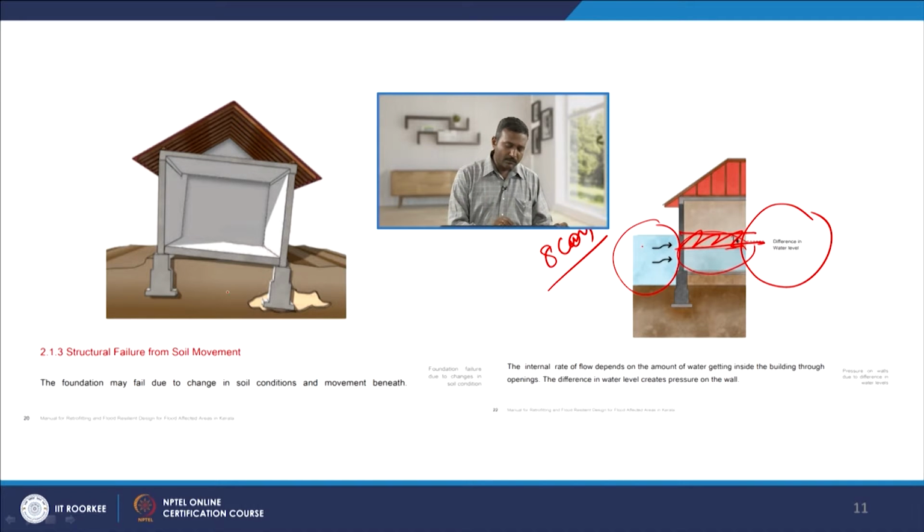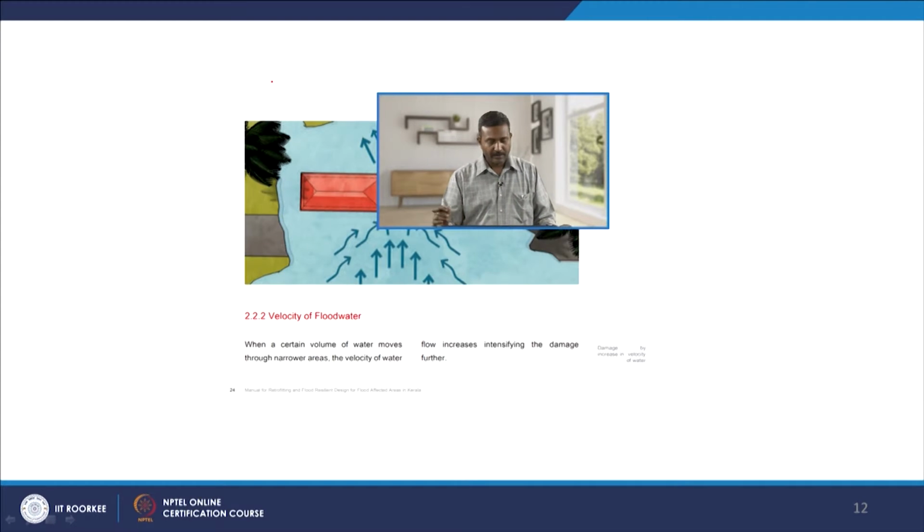And even when the water goes, it takes out the topsoil. The moment the topsoil goes out, because the foundation we are talking about is maybe 1000 mm, this can loosen and change the soil conditions and the movement beneath. So in that way there is a possibility that these houses may collapse. That is what we have seen in those videos.